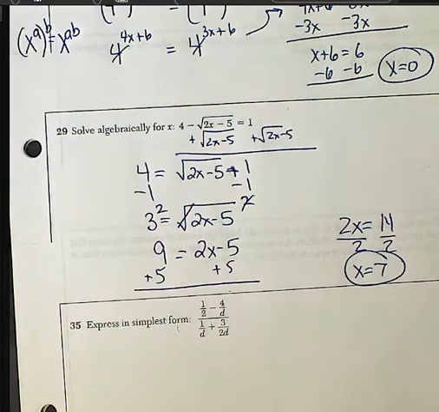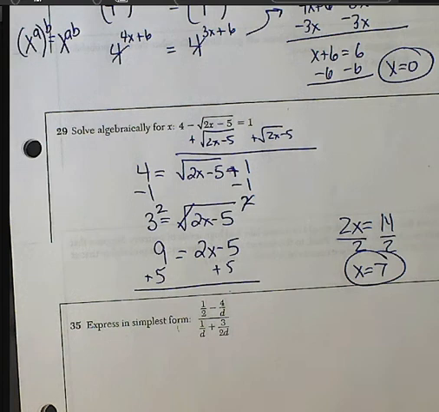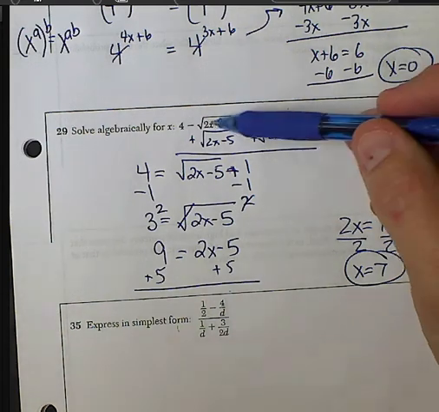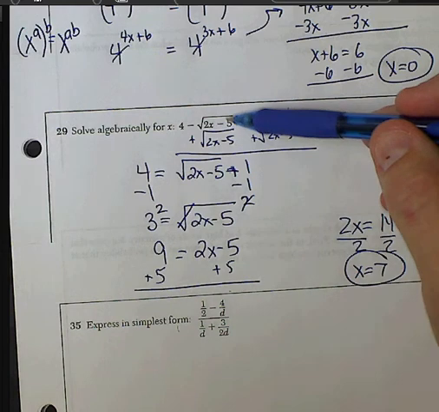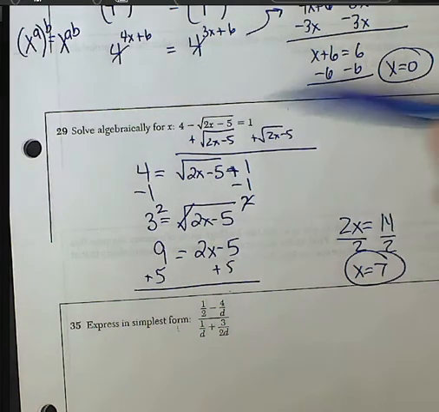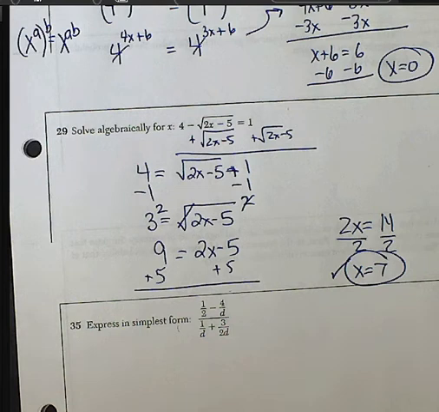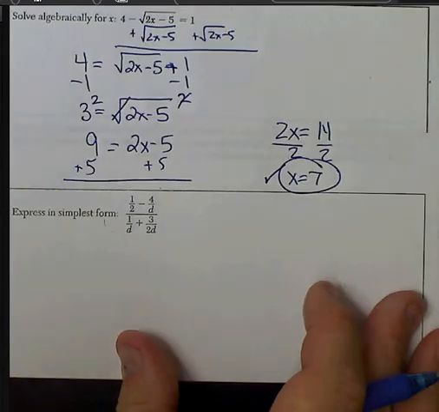Anytime you're dealing with a radical equation, you should check it, because sometimes the answers become extraneous and they don't work. Plugging it in, 2 times 7 is 14. 14 minus 5 is 9. The square root of 9 is 3. 4 minus 3 is 1. We're good.